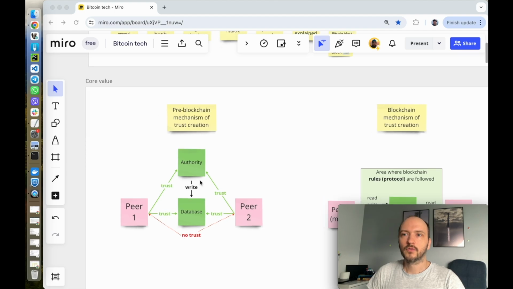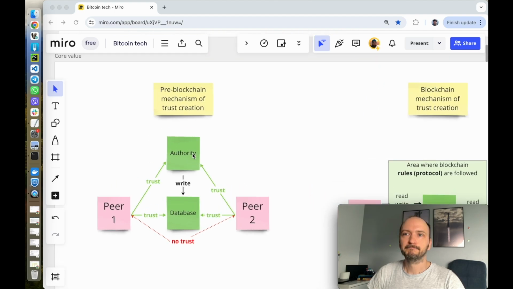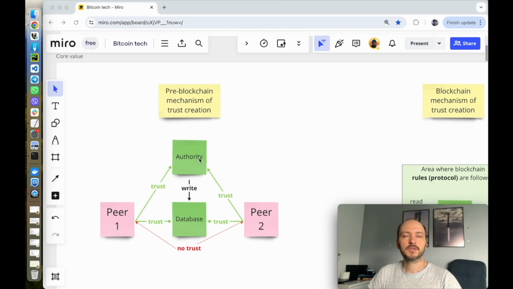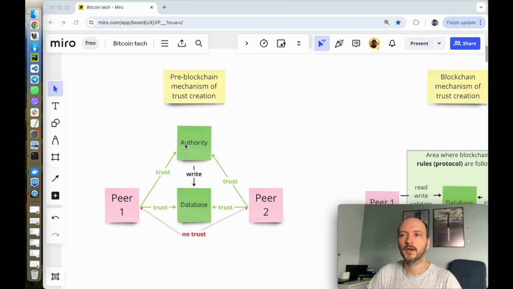First thing is about the core value of Bitcoin. To understand the core value of Bitcoin, let's first understand what the alternative looks like. The core thing that Bitcoin is about is trust. And the classic mechanism of trust creation is like this. We have peers that require trust, for example clients on the internet or clients of a bank, and they trust some authority, for example the state or the head office of their company or something like that.